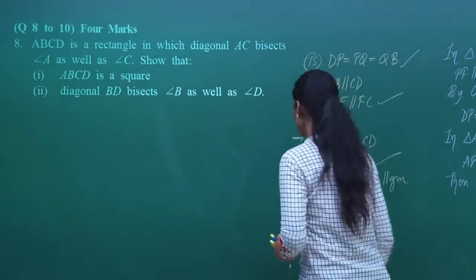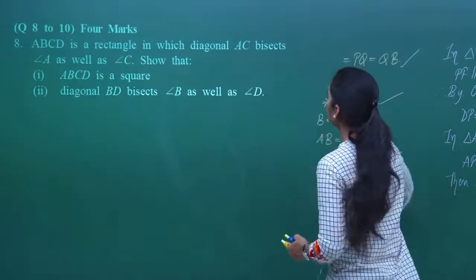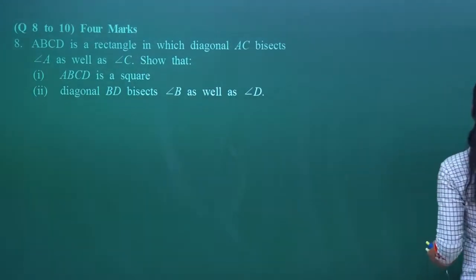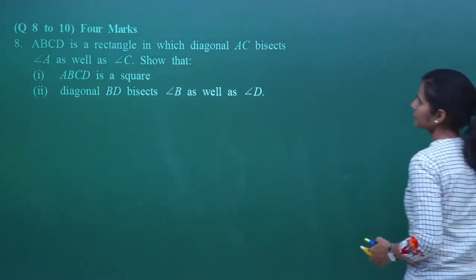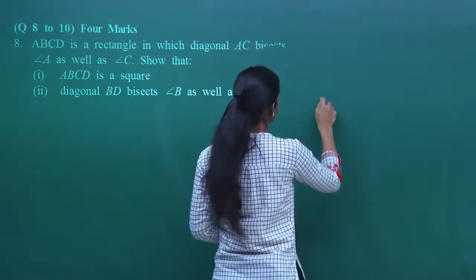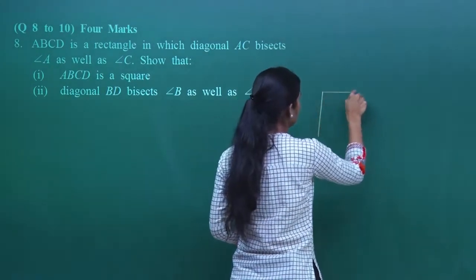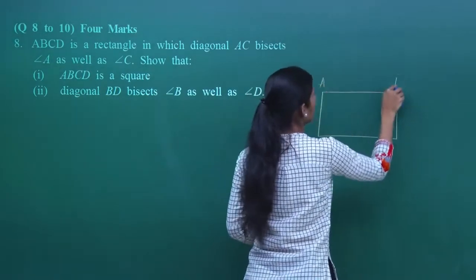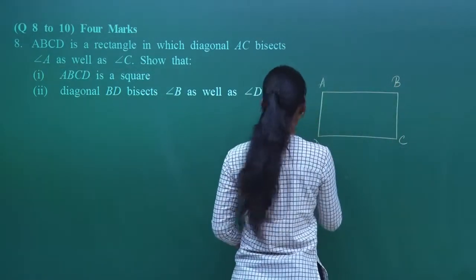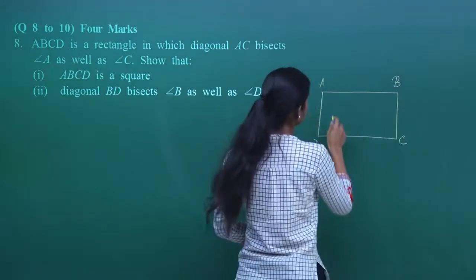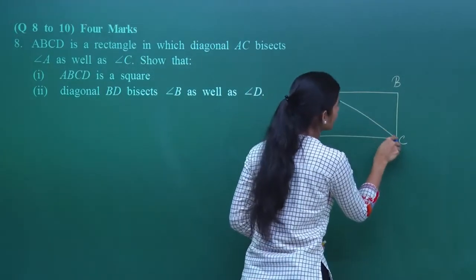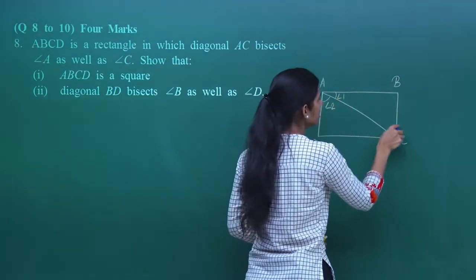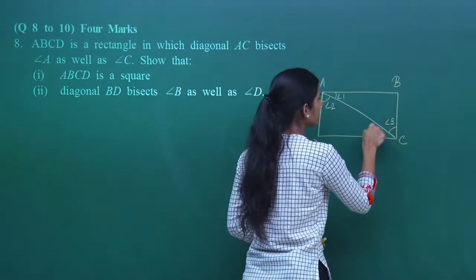8th question says ABCD is a rectangle in which diagonal AC bisects angle A as well as angle C. Show that ABCD is a square. So, I have this rectangle with me, A, B, C and D. AC bisects angle A as well as angle C. So, I have this is angle 1, this is angle 2, this is angle 3, this is angle 4.